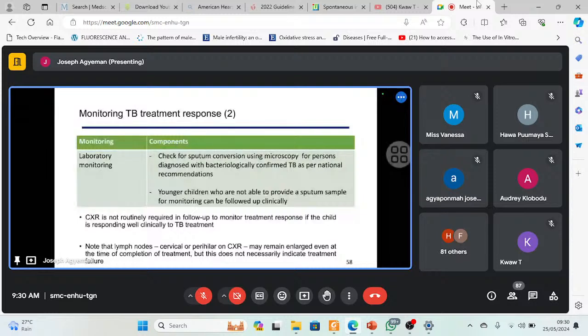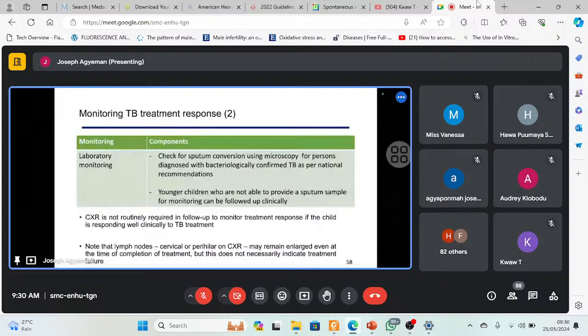Once you go for sputum analysis and you don't find any, you don't isolate the TB again, then it means that you've cured the condition. If chest X-rays are back to normal, you don't have any of the characteristics typical of TB infections, then it means that it is going well.